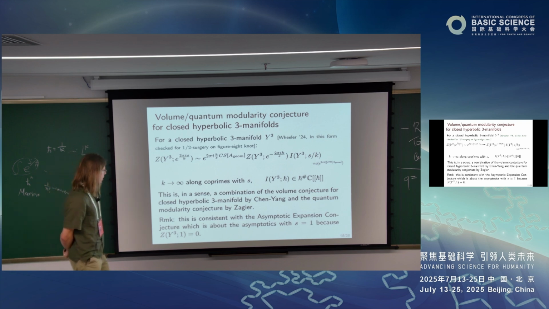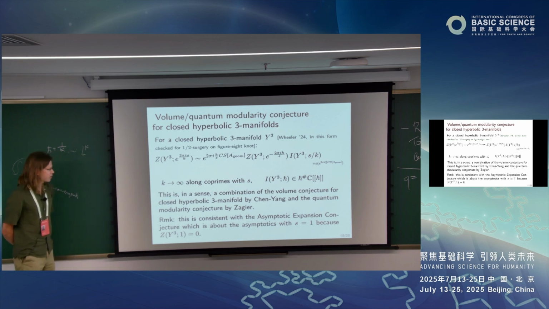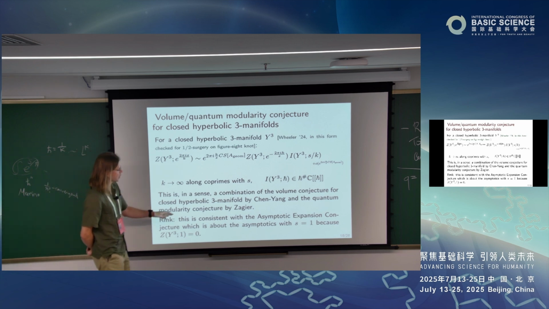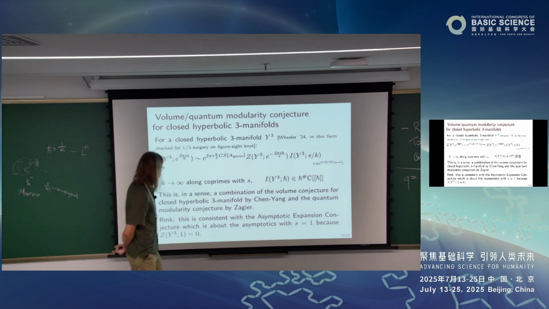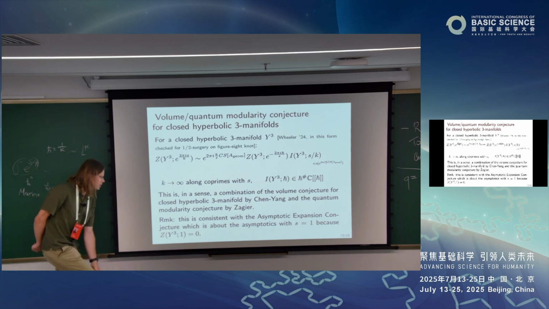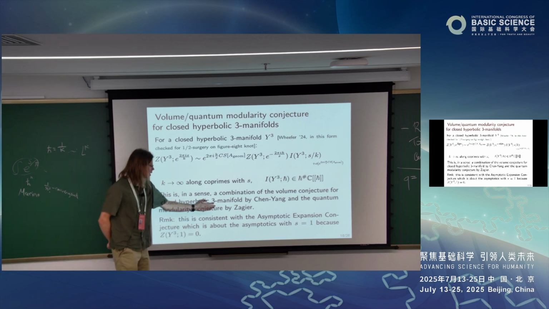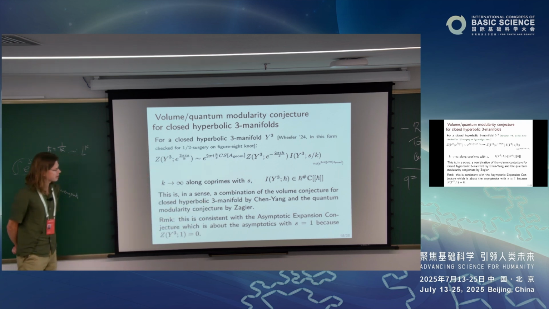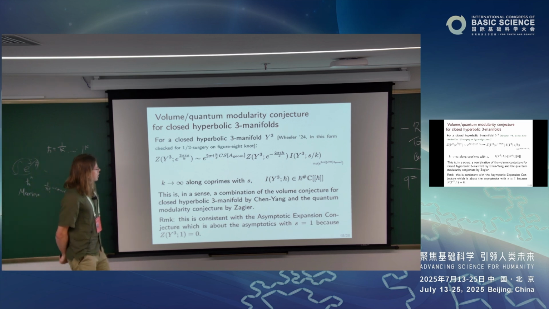Let me mention that this is in a sense a combination of the volume conjecture for closed hyperbolic manifolds, which appeared previously by Chen and Yang, and also the quantum modularity conjecture for hyperbolic knots, which was formulated by Zagier and was also studied a lot by Zagier and Garoufalidis. So the statement is the following.